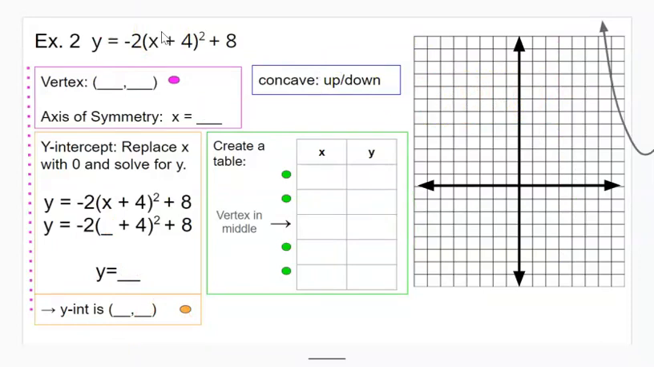All right, one last example. We have our equation in vertex form. So again, we're going to start with identifying that vertex. y equals a times x minus h squared plus k. In this case, since there's a plus sign here instead of a minus sign, we're going to do the opposite of positive 4, which is negative 4. And then we have that plus k, which is plus 8, so it just stays positive 8. So we can plot our vertex at negative 4, 8.